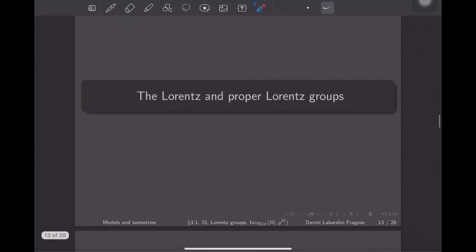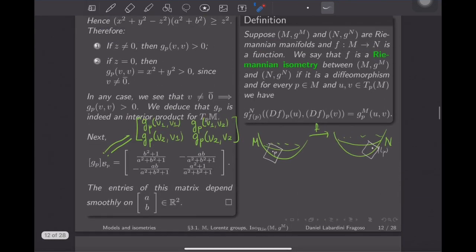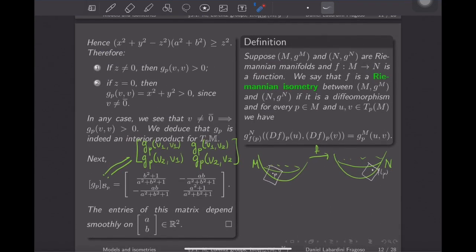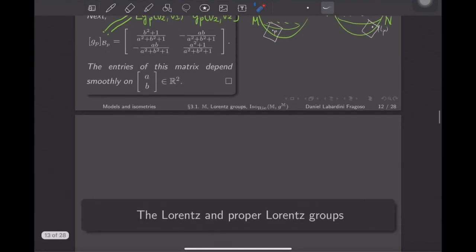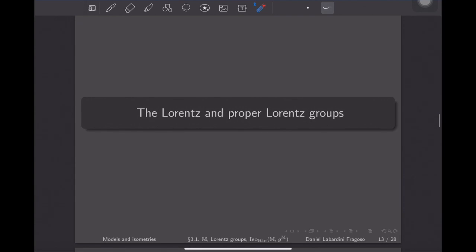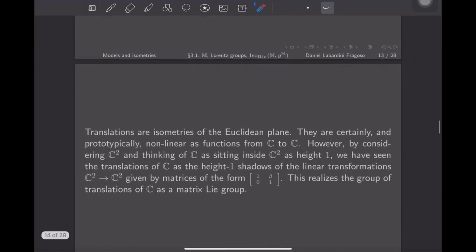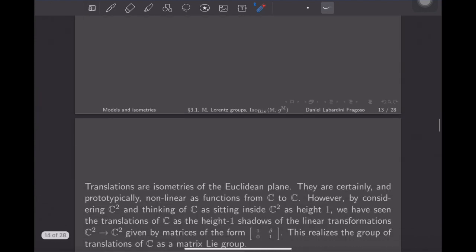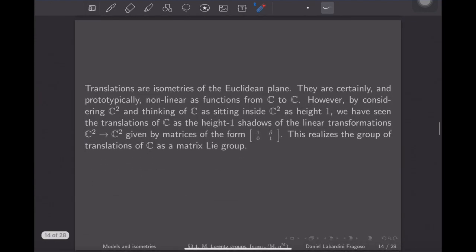And now, of course, as I said, I want to study the group of Riemannian isometries of the hyperboloid, Minkowski's hyperboloid. These are given in terms of the Lorentz and proper Lorentz groups. So some considerations. It is always a good idea to try to present your groups as matrix groups.